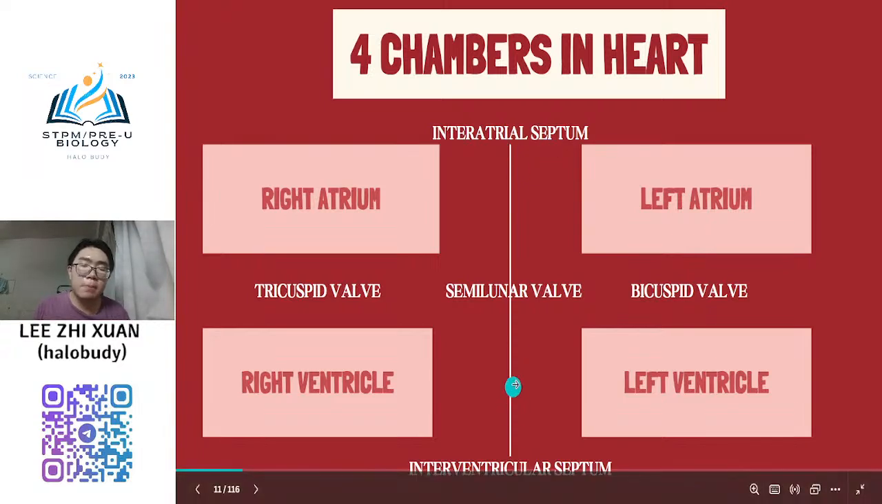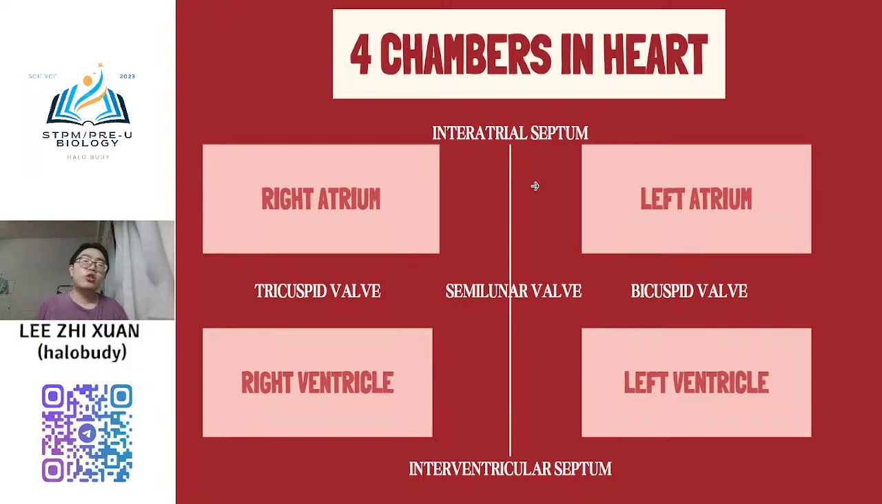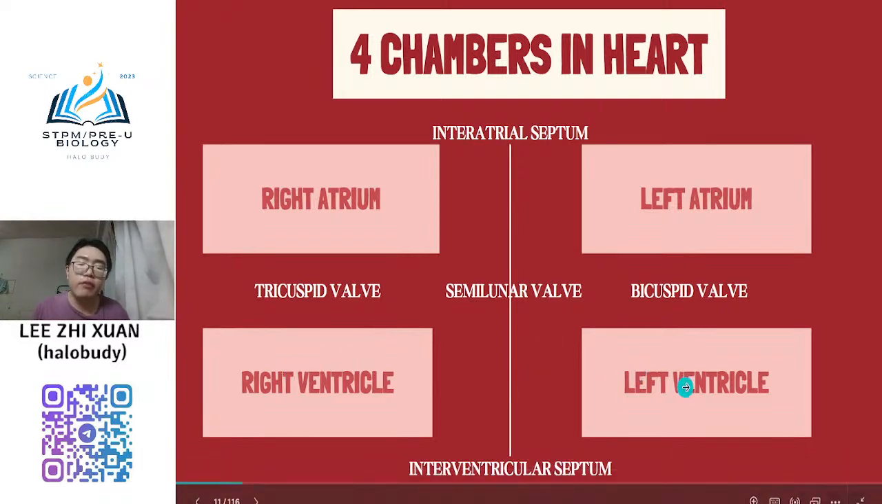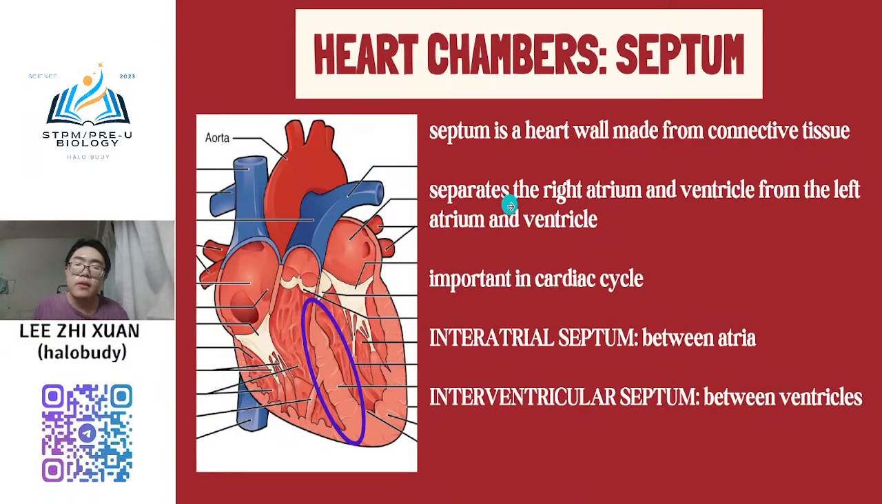So there are two types of septum, both separating the left hand side and the right hand side. The interatrial septum separates the left atrium and the right atrium, and the interventricular septum separates the right ventricle and the left ventricle. So the main function of the septum is to separate the right atrium and right ventricle from the left atrium and left ventricle. So it separates the right hand side and left hand side of the heart chambers. So it is very important in the cardiac cycle.